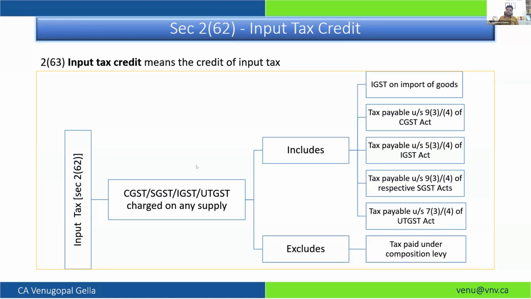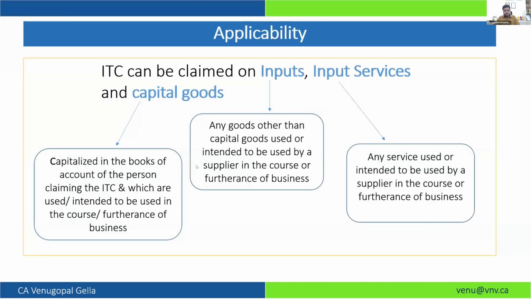So only the ITC paid on the composition levy, only that part will not be available, because in the input tax definition only that has been excluded. So now coming to the components of the input tax credit: the input services and the capital goods. We'll see what the input means.